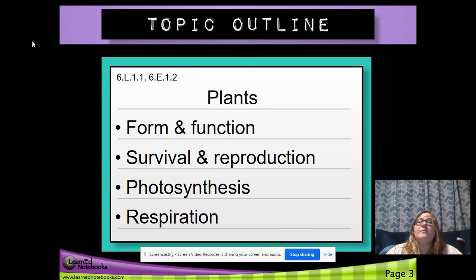Plants, you need to know their form and their functions. How are they made? What are the main things? The pistil, the stigma, the style, the ovary, main things. What is needed for survival and reproduction? What is photosynthesis? What is respiration?